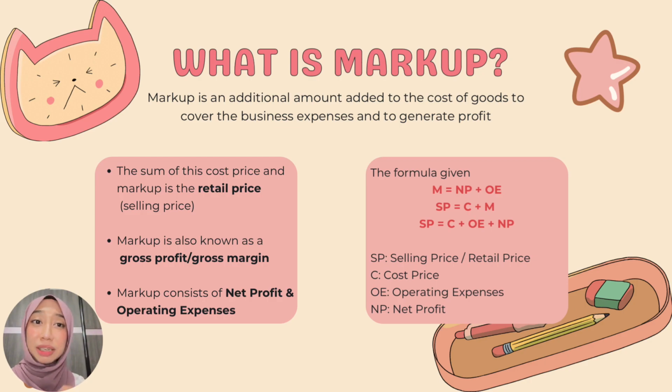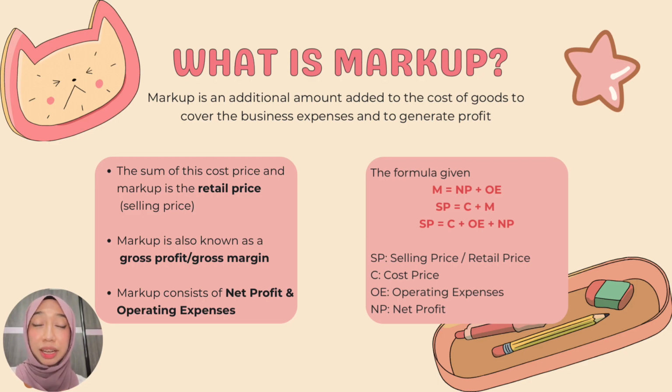So basically, the sum of cost price and the markup equals the retail price or selling price. Markup is also known as gross profit or gross margin. And markup basically just consists of net profit and operating expenses.